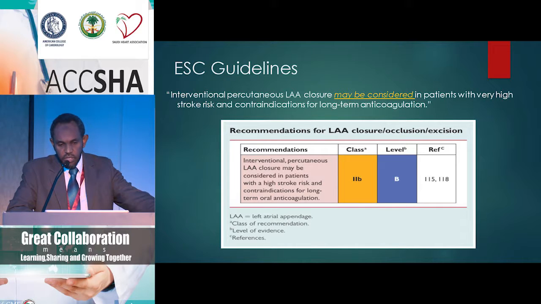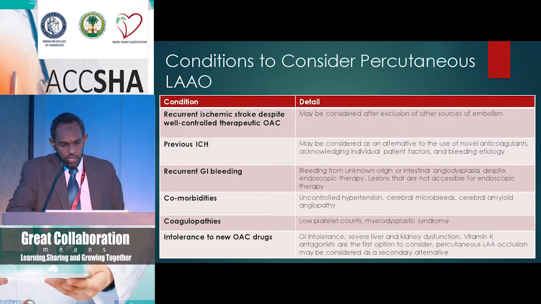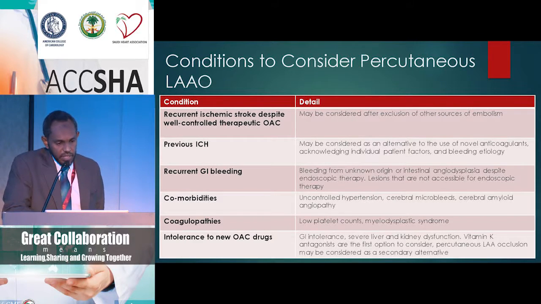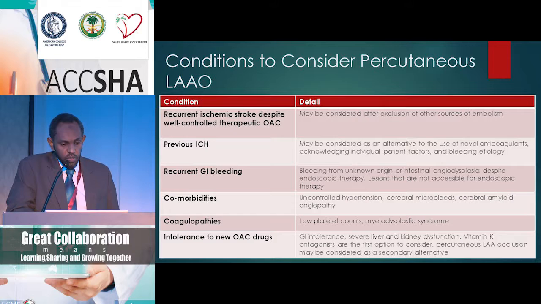So which patients should we look at as potentially appropriate patients to receive the device? Basically, in summary, patients who have had recurrent ischemic stroke despite well-controlled therapeutic oral anticoagulation. So these patients have failed oral anticoagulation. Patients with previous intracranial hemorrhage are a high-risk group of patients where you may not want to try further anticoagulation, even with the newer oral anticoagulant therapies.